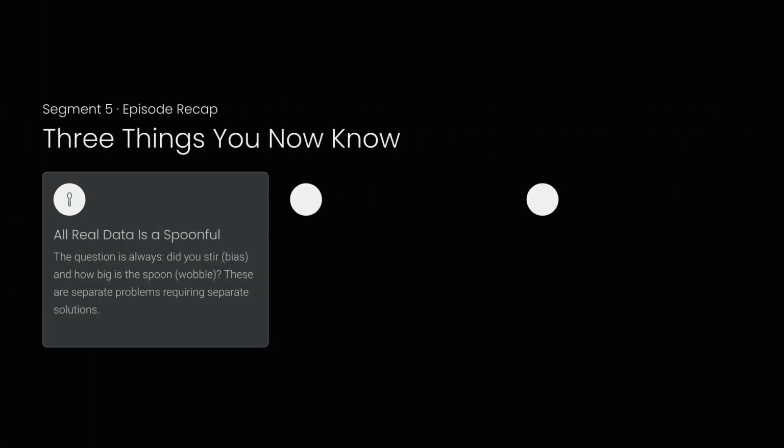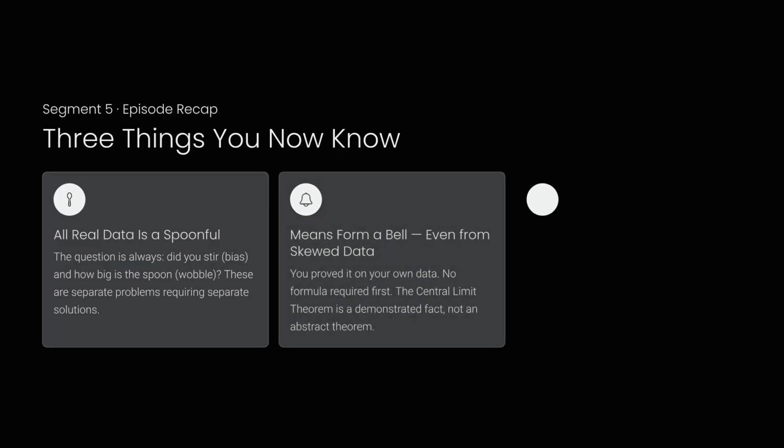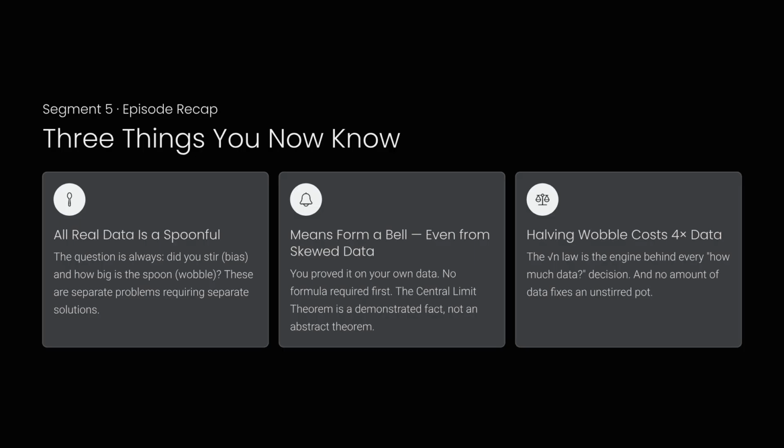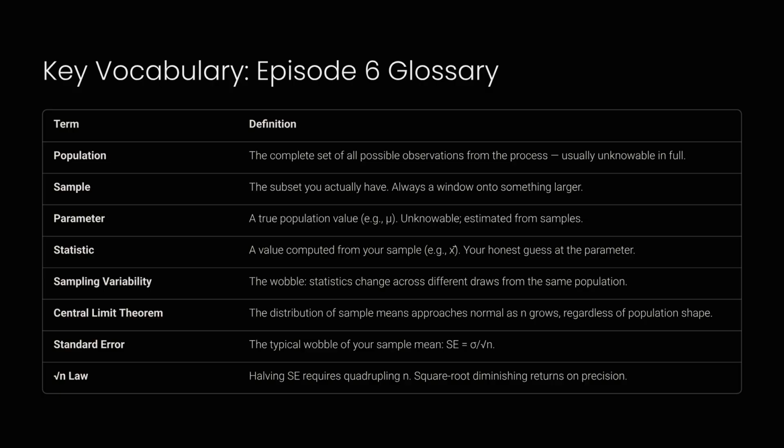In summary, all real data is a sample. Means will form a bell even if the data is skewed, and halving your wobble is expensive. You now have the tools to handle these challenges. Finally, here is a glossary for today's episode. Keep these terms handy as you work through your lab notebook.